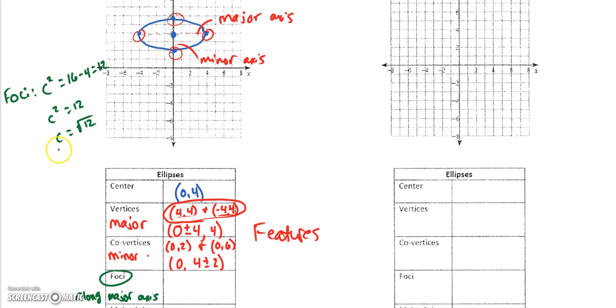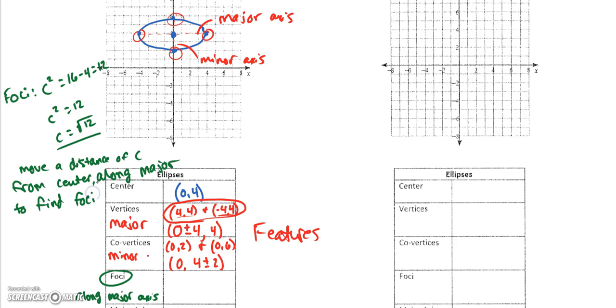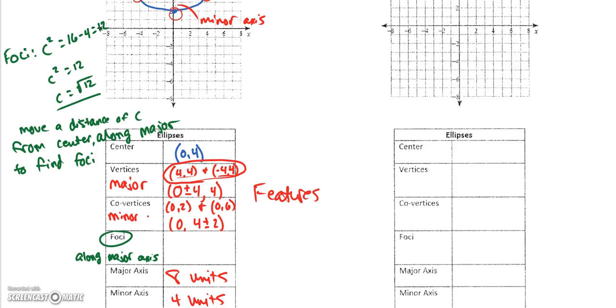Okay, now what's the significance of this? Well, I want to move a distance of c from my center along my major axis. That's a fancy way in this example of saying left and right, to find my foci. So from my center, I want to move to the left square root of 12 and to the right square root of 12. Well, let's think about that. That's going to be roughly 3.5, in between 3 and 4. So I'll go 1, 2, 3, and a little bit more back to the center. Then I'll go 1, 2, 3, a little bit more. There are my foci.